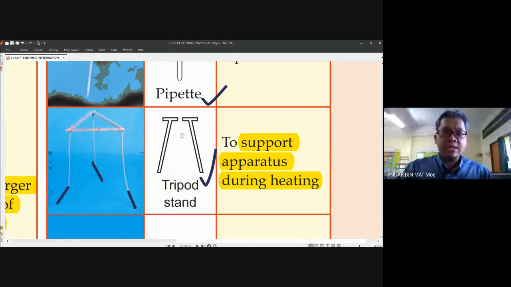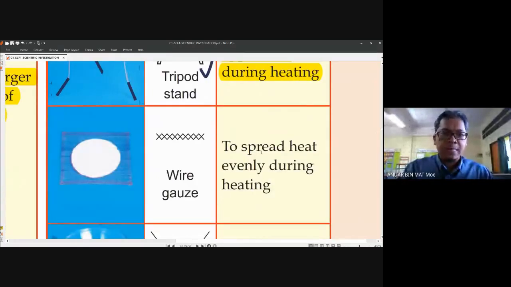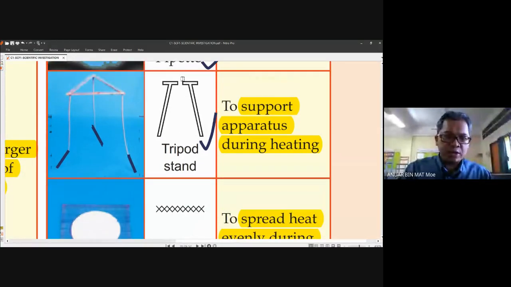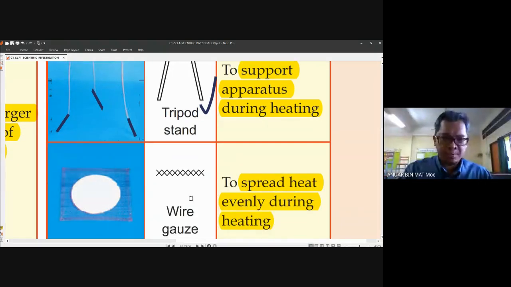Usually at the top of the tripod stand we put a beaker. If you want to heat something, we put a beaker, or a conical flask, or a flat bottom flask at the top of the tripod stand. You just remember the tripod stand is to support apparatus during heating. Next one is the wire gauze. The function is to spread the heat evenly during heating. We put the wire gauze at the top of the tripod stand, then we put the beaker or any apparatus if we want to heat something here.